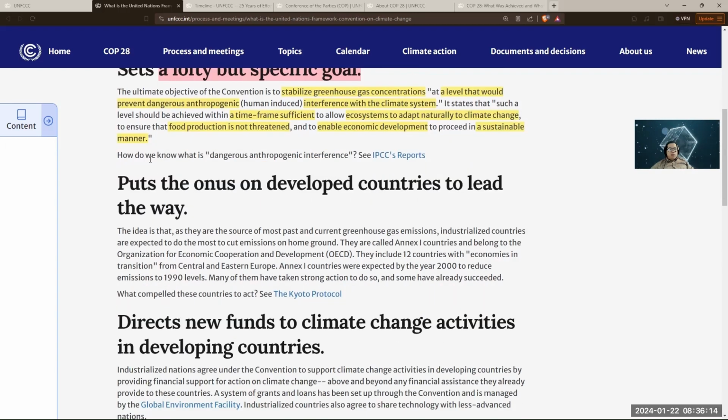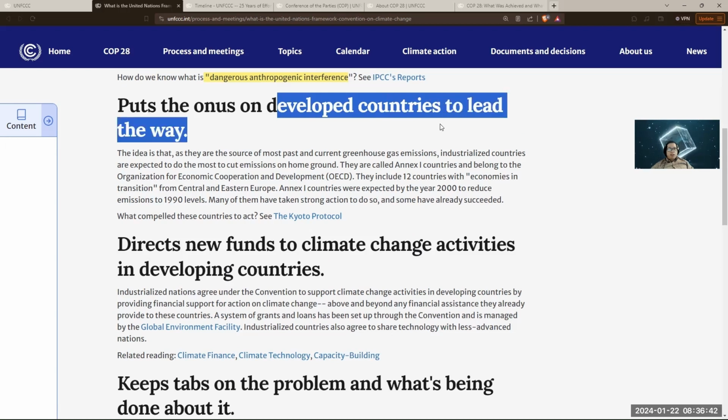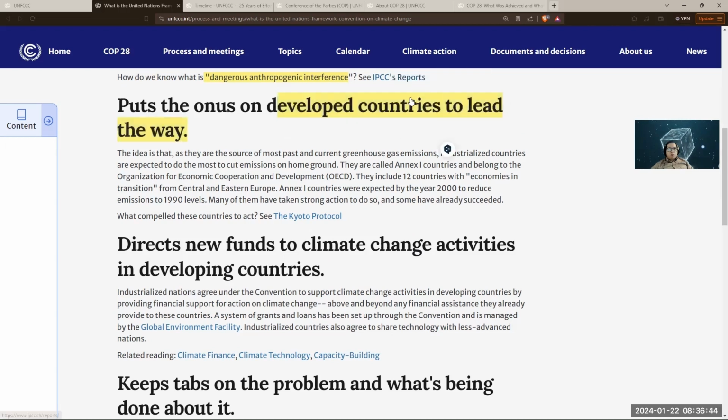Okay, we can define the terms dangerous, anthropogenic, interfere, which is what humans do: interfere. What do humans do? Interfering in this short cycle of climate change, right? And it's dangerous. And we'll have some reports here. Okay, you put the onus on the developed countries to lead the way, which is important.